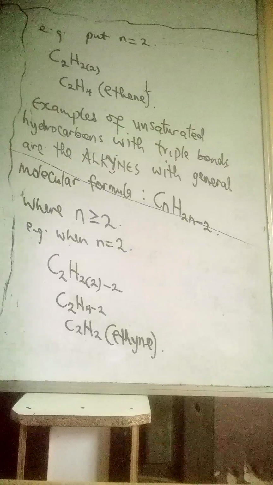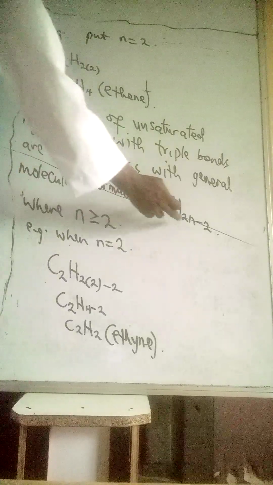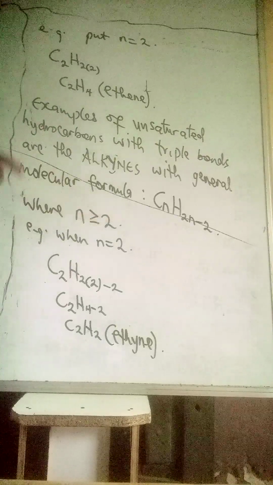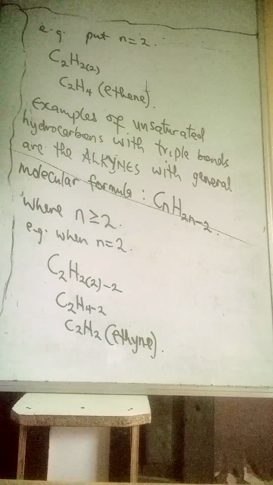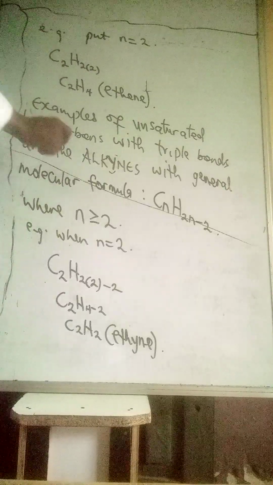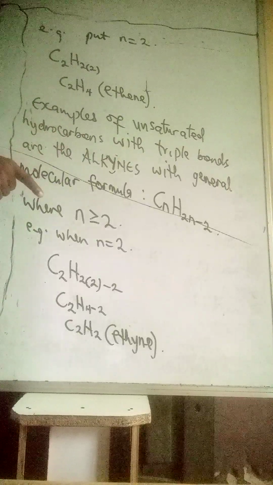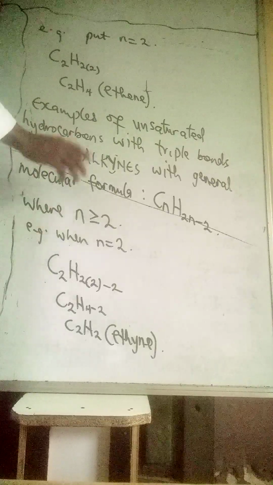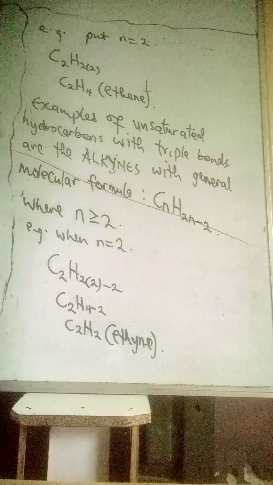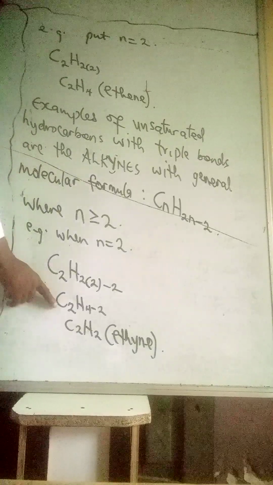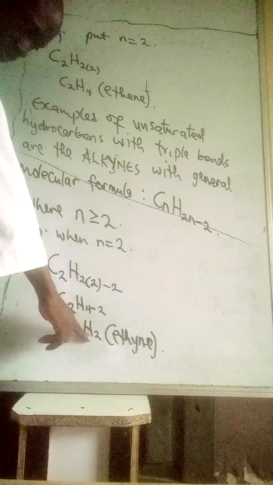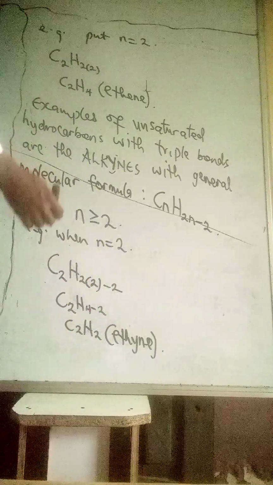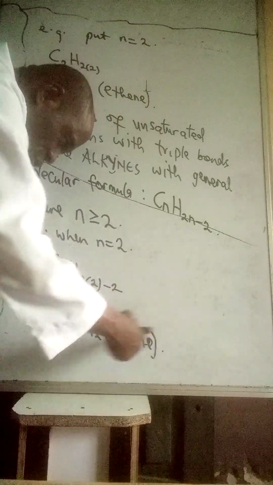And the general molecular formula for alkyne is CnH2n minus 2, where n is greater than or equal to 2. That means n cannot be 1. Here, the molecular formula of the first member of the alkyne can be found by using 2 to replace n. And when that is done, we arrive at C2H2, which is ethyne. So if I want to write the structure for this one, it will be this.